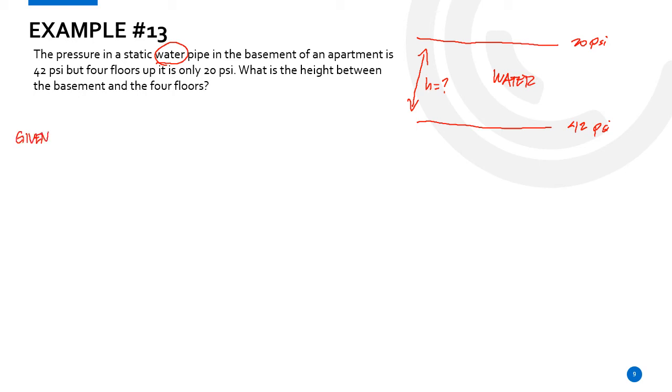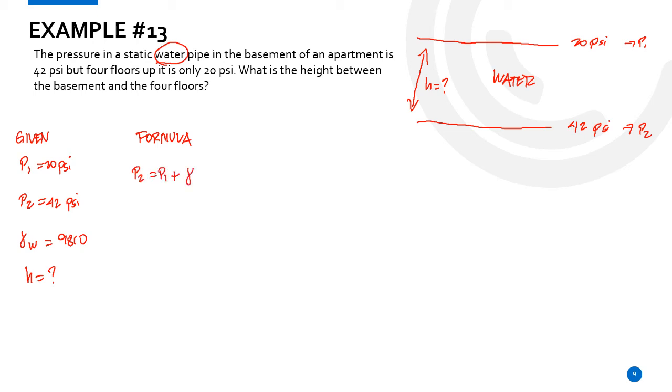So atong always P1 no mo ni nasa taas na part niya. P2 na to nang pinakailalom. Okay? So P1 is equal to 20 psi. P2 is equal to 42 psi, no? Then ang specific weight ni water kay 9810. Then pala ang given niya. Wala na, height na lang tong ipangita. Okay? Formula na to is P2 is equal to P1 plus specific weight ni water times height.